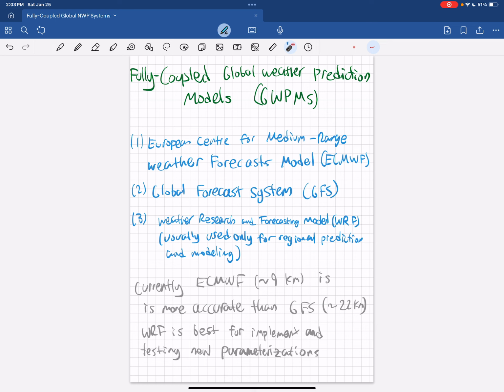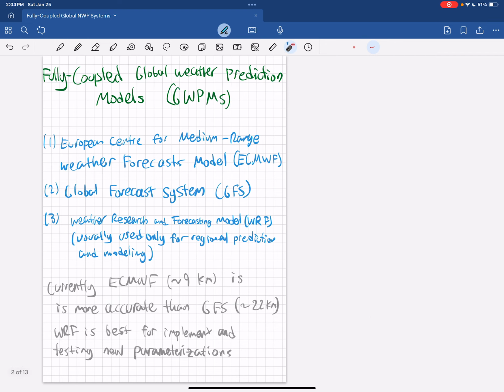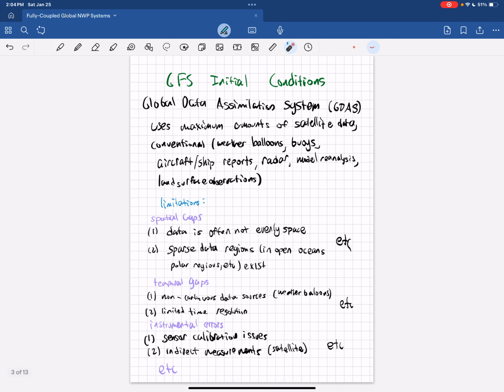But currently, ECMWF, if you look on windy.com, has a resolution of around 9 kilometers. GFS is 22 kilometers. While there are some differences in how they treat land and ocean in ECMWF versus GFS, I believe the main improvement in how ECMWF is more accurate is because of this resolution difference.